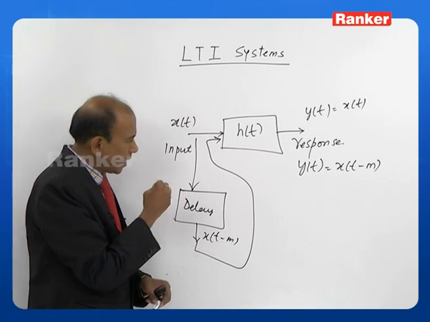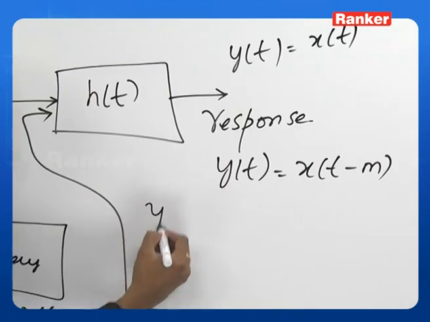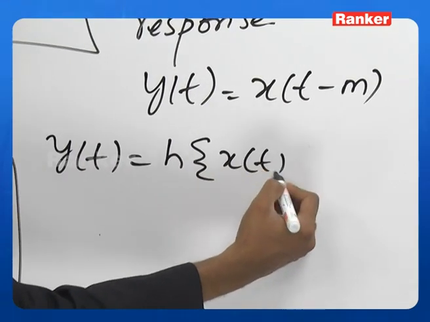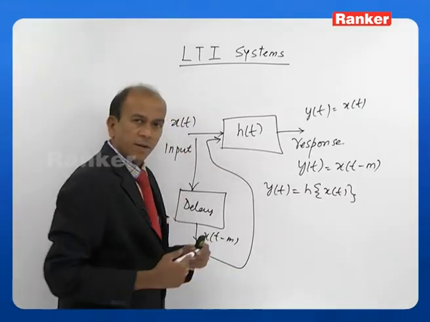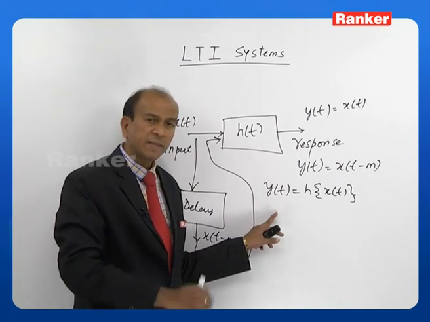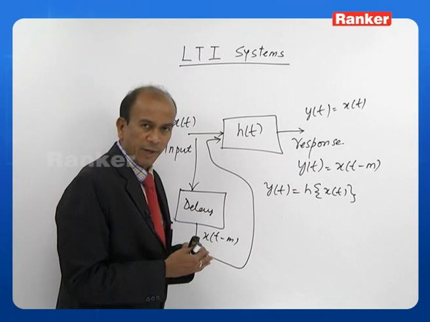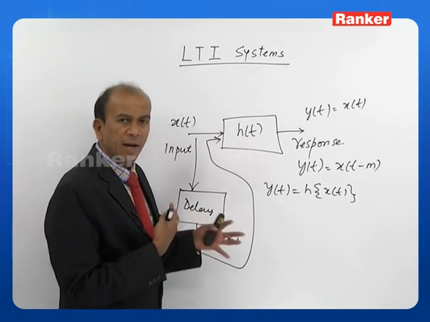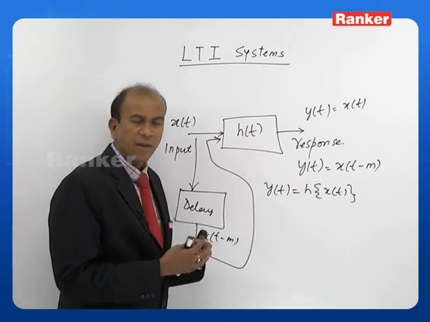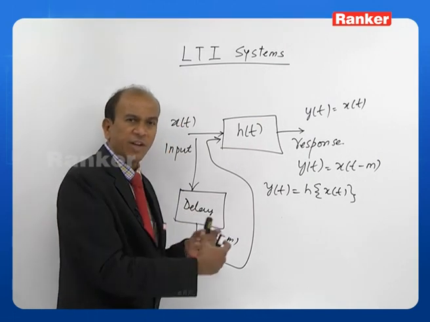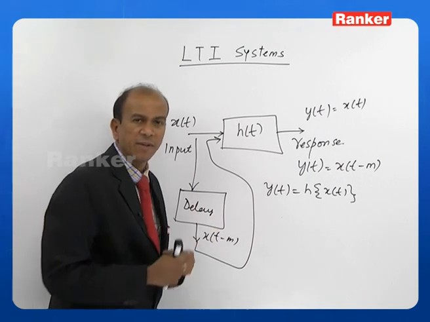That means what is y of t actually? y of t is nothing but h of x of t. So this will be y of t minus m if this is x of t minus m. That is what we are trying to tell you here. So that means it is varying along with the time. If x is varying with time, y is also varying with time. That means there is no change here. So that is why this is called a time invariant system.